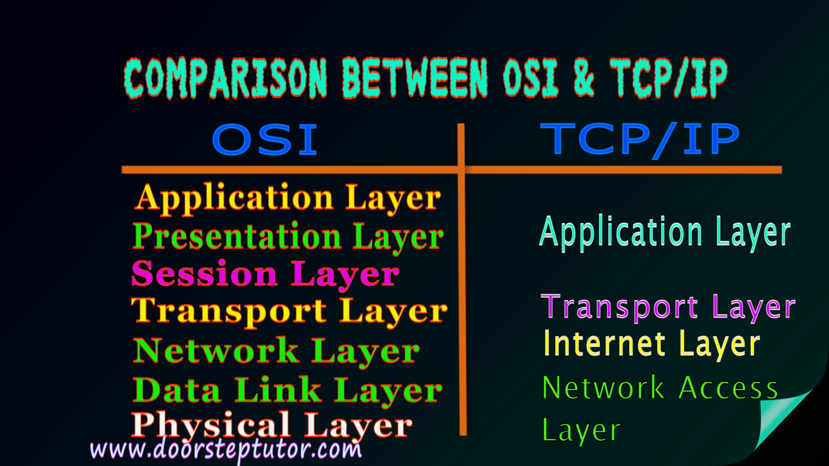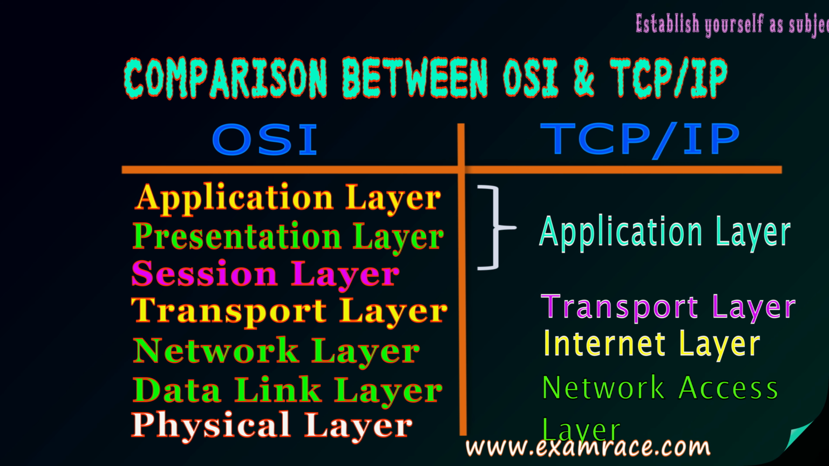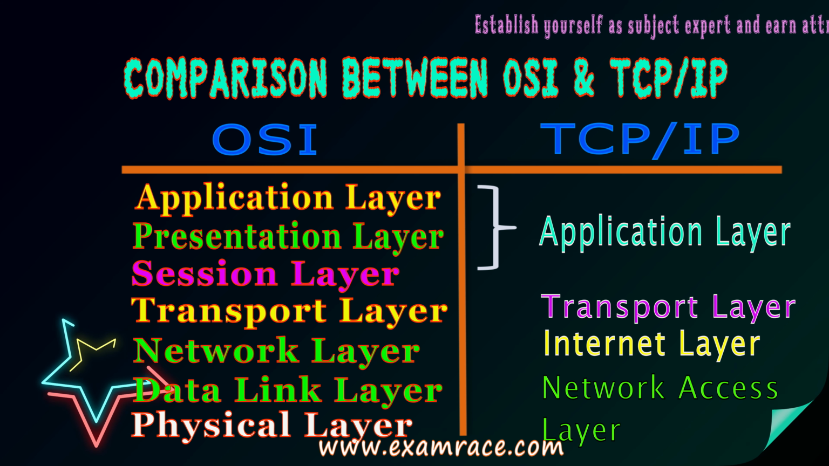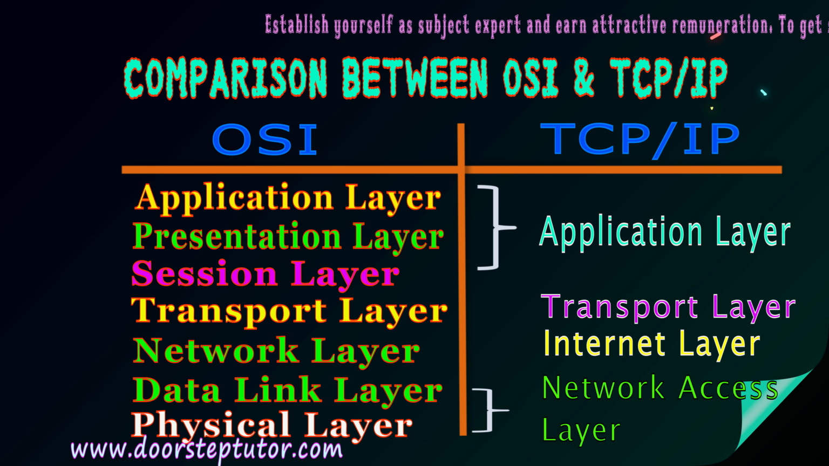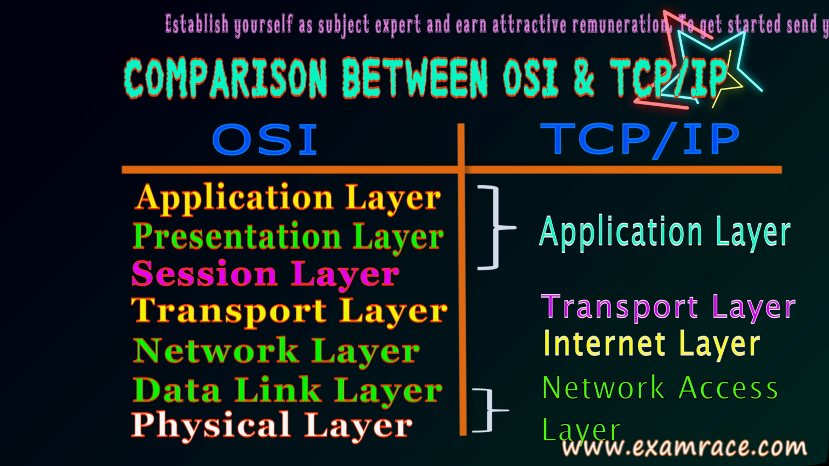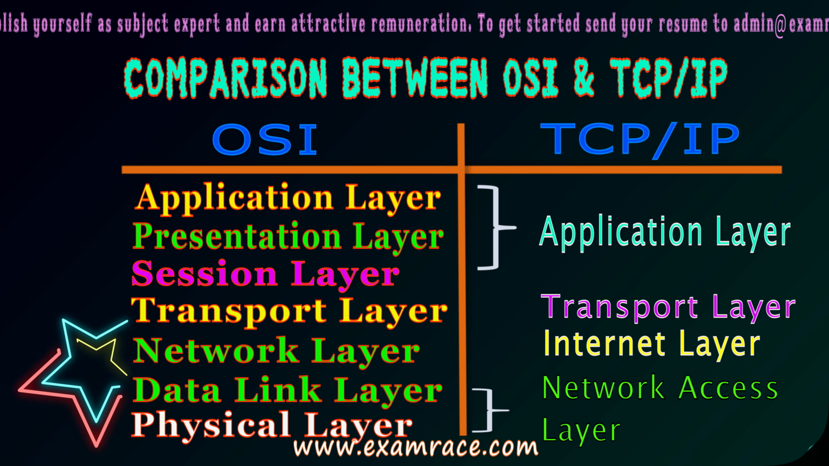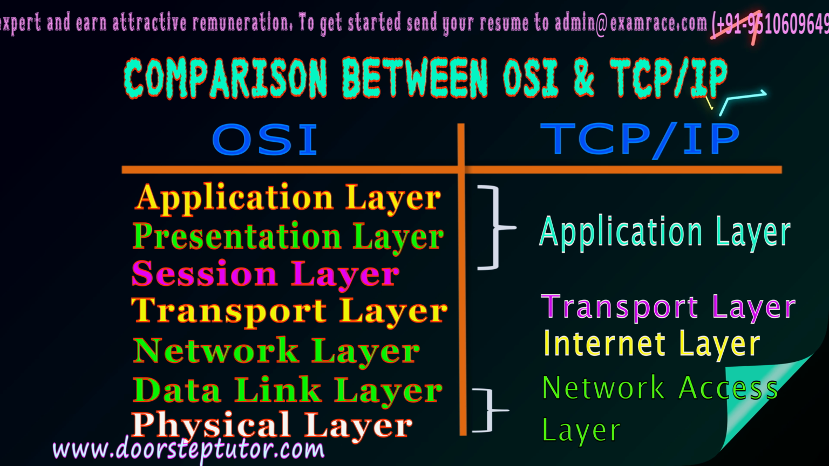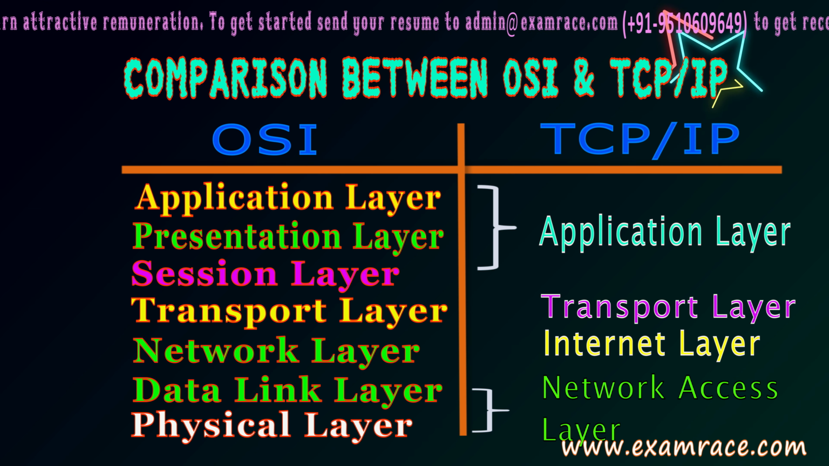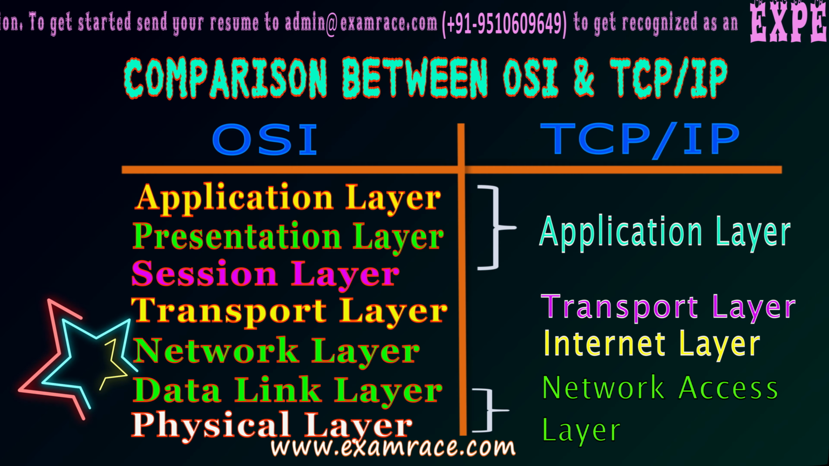The application layer and presentation layer of OSI are really equivalent to the application layer of TCP IP. So it means that the functions performed by two layers in OSI are performed by a single layer in the TCP IP model. Similarly, we can map the other layers also. So this is the simple comparison between the layers of OSI and TCP IP.